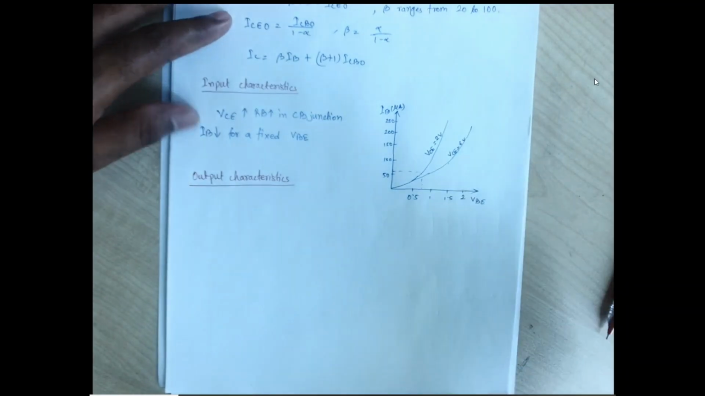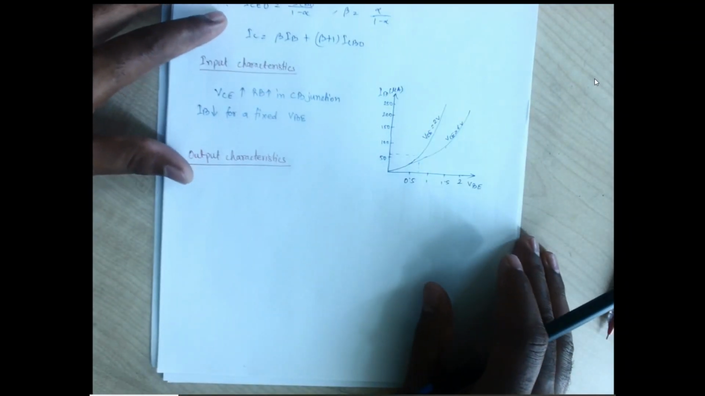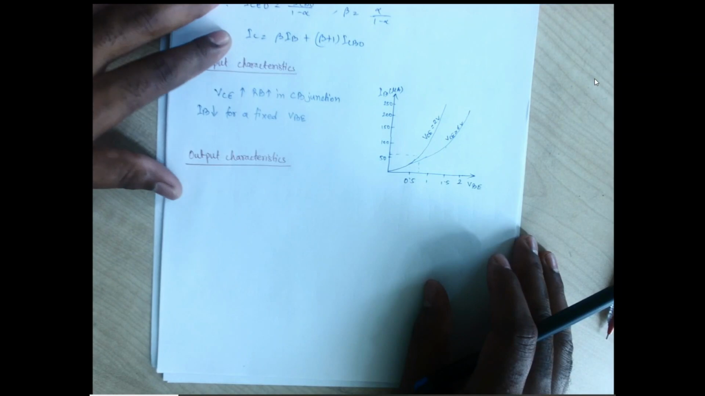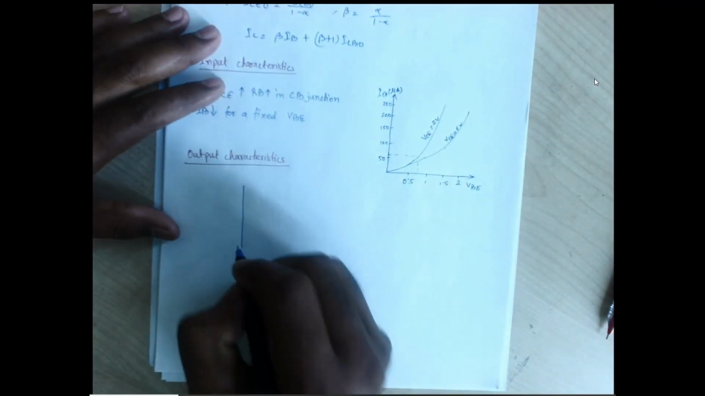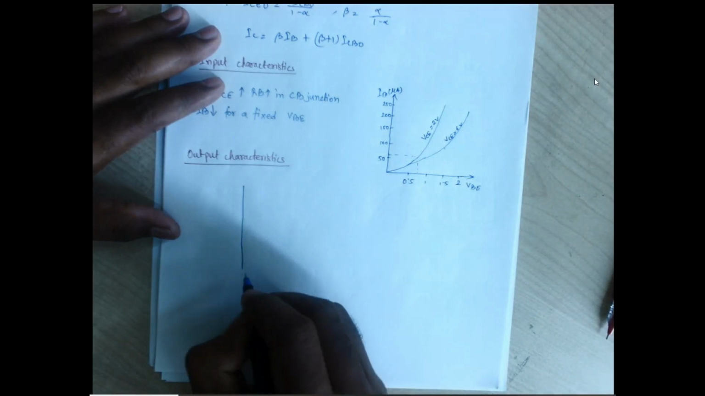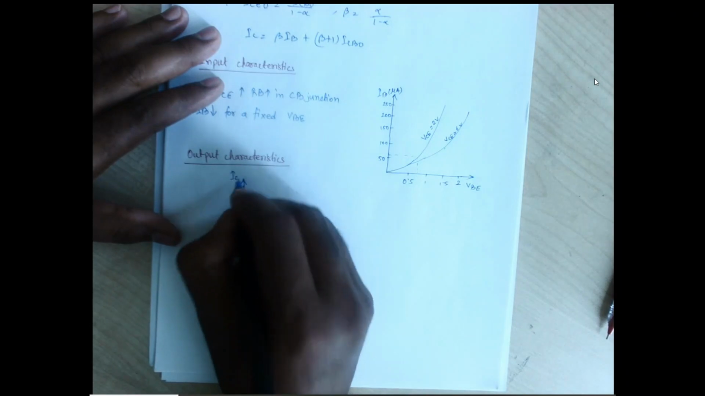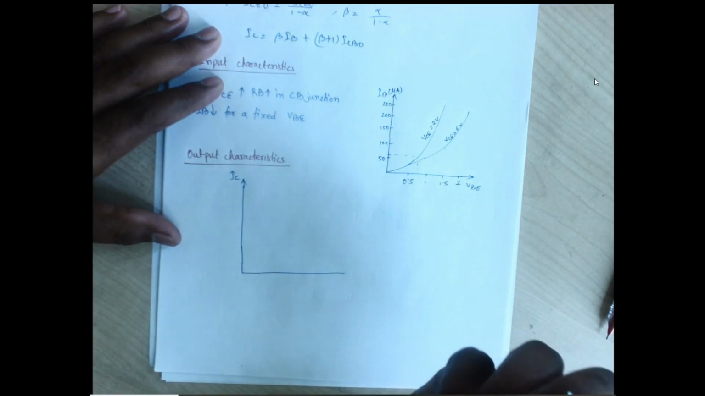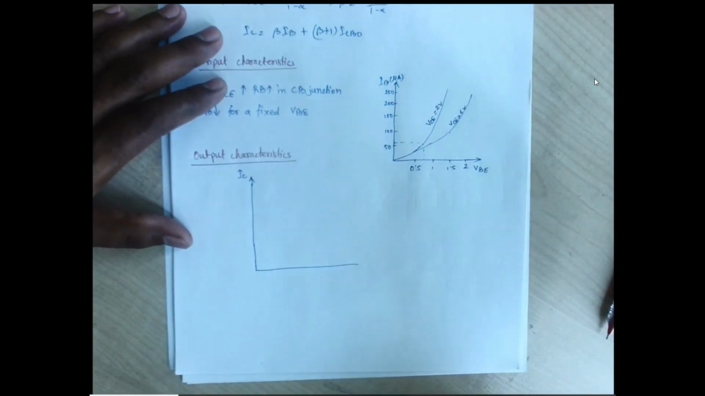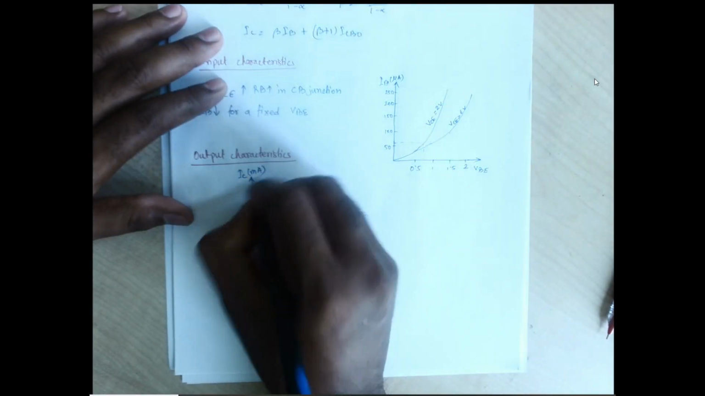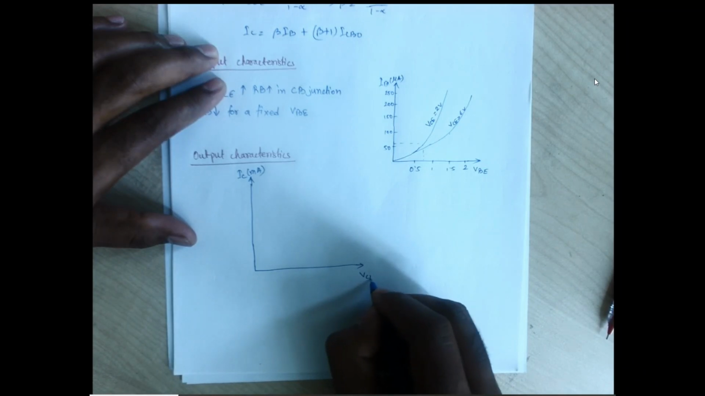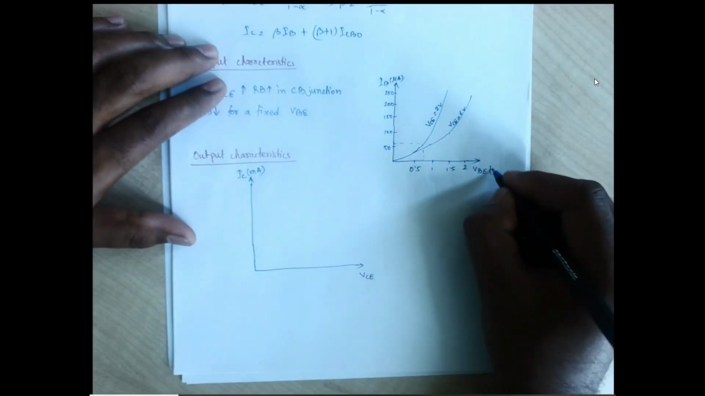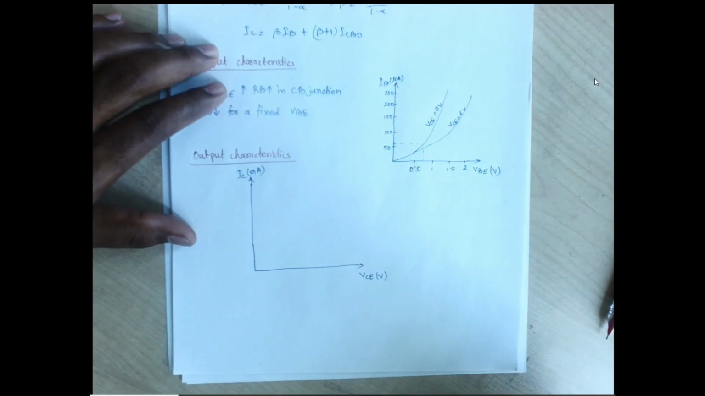This output characteristic will be a plot between the output voltage VCE and the output current. Now this output current is quite more because it is the effect of the IE. So we can take this in the milliampere range, and we have our output voltage VCE, which is in volts.